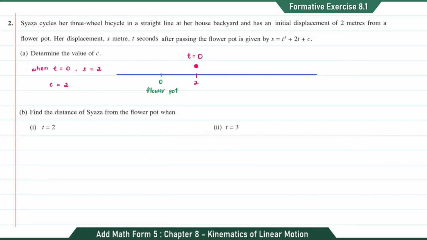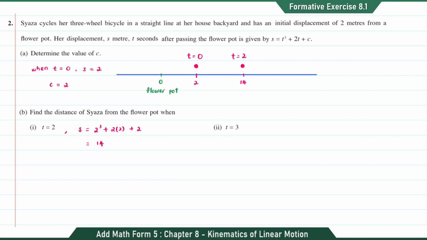Question B. Find the distance of Shazza from the flower pot when number 1, t is equal to 2. Here we just need to find the displacement, as displacement is the distance of the particle from the fixed point measured in a certain direction. For B1, we substitute t equal to 2 into the displacement function. It will be 2 cubed plus 2 times 2 plus 2, which is equal to 14. So the distance from the flower pot at t equal to 2 will be 14.